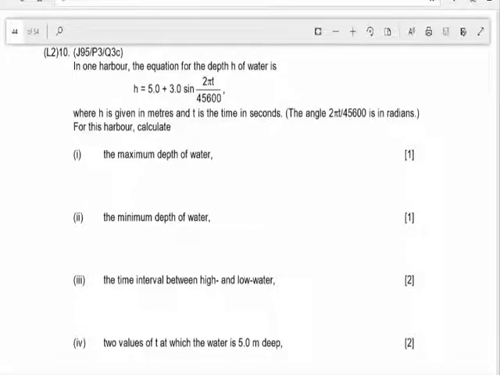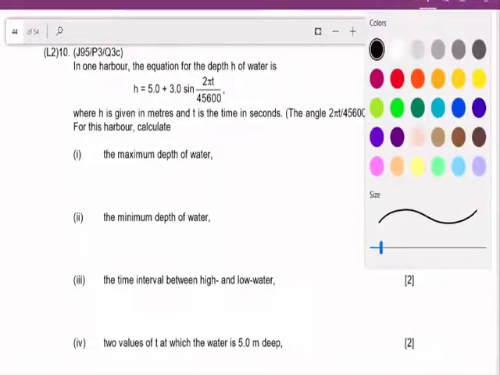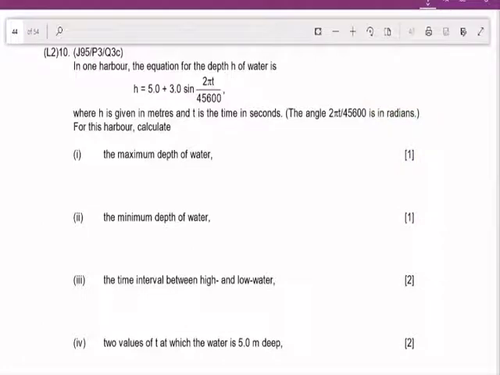Okay, this question 10 here is about the depth of water in the harbor that changes with simple harmonic motion. You're given this equation, H, which changes with time, is a constant term plus a sine term. So it's still a sine curve, but it looks like something like that.